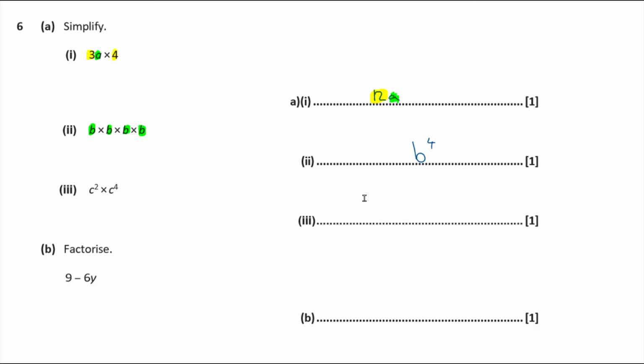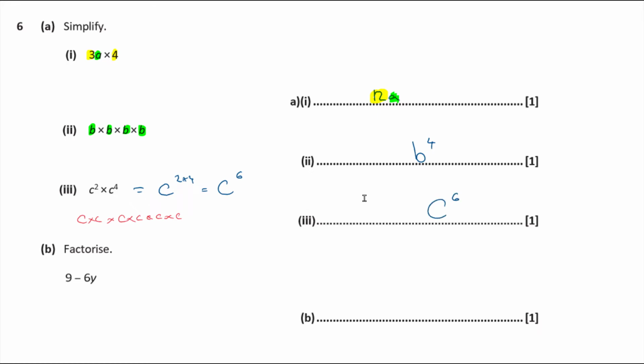c squared times c to the 4. Using laws of indices, you can just add those numbers together. It's c to the power of 2 plus 4. That's going to be c to the power 6. You can see it because c squared is c times c, and c to the power 4 is c times c times c times c. And if you multiply those together, look, you've got 6 c's in a row. So that's why it is what it is. It's c to the power of 6.